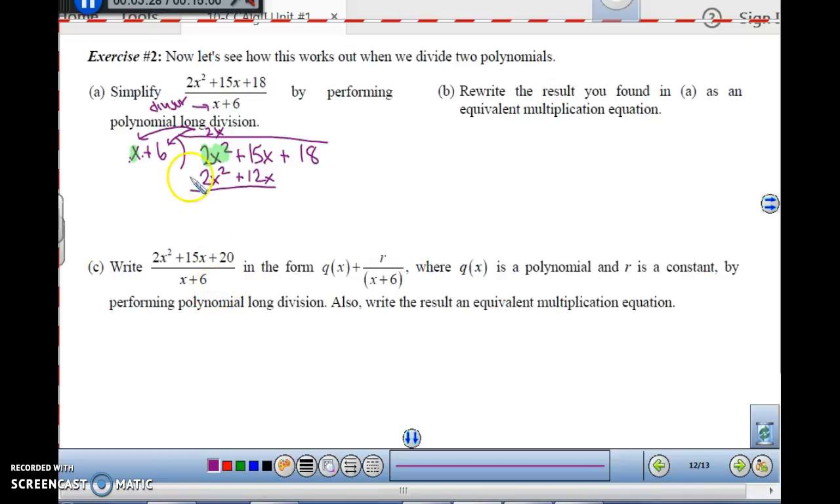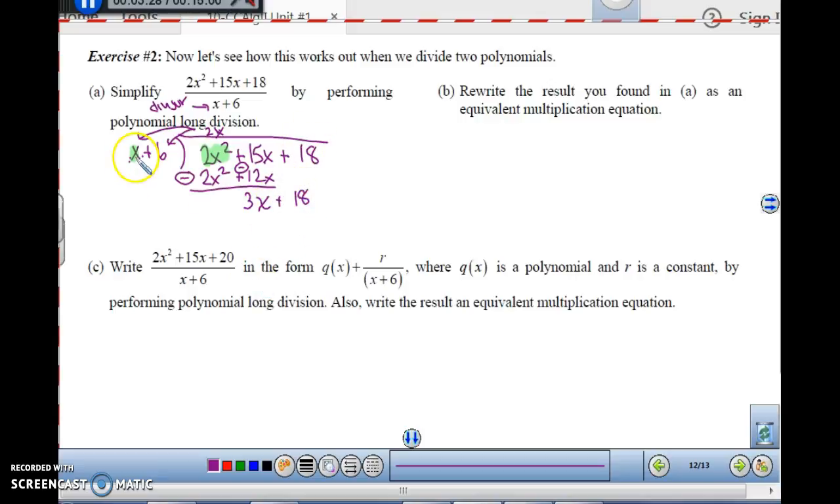All right, what I like to do is put the opposite sign down and circle it so I know I changed the signs. So 2x squared minus 2x squared is 0. 15x minus 12x is 3x. All right, what was my next step? I bring down the 18.